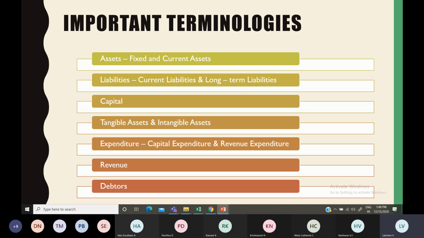So business entity concept, what is it actually saying? Business and owner, they both are different, there is no relationship between them. So every contract we are signing, every transaction we are recording, everything is done in the name of the company, not in the name of the owner or the proprietor. Okay, so capital is always considered as a liability, that the business is liable to pay to the owner back again.